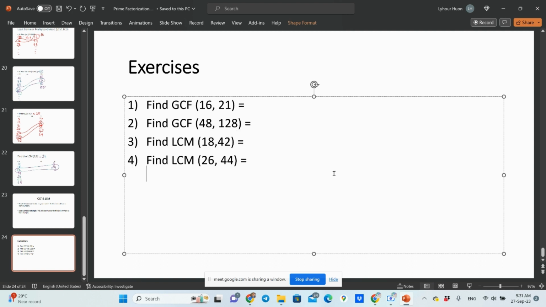I can't find an LCM for number three. Number three? Yeah. Okay, so let's do number four and then we will correct together.